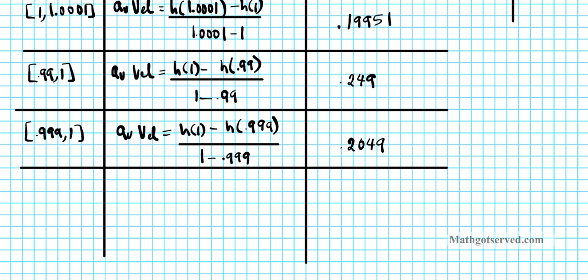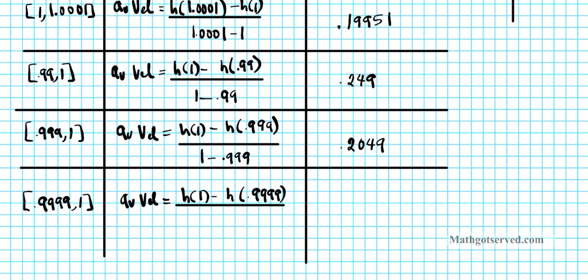All right, and last but not the least, we're getting closer to 1 from the left. We're going to look at 0.9999, comma 1. And your average velocity is going to be h of 1 minus h of 0.9999 divided by 1 minus 0.9999. Okay, all right, let's see what that is.